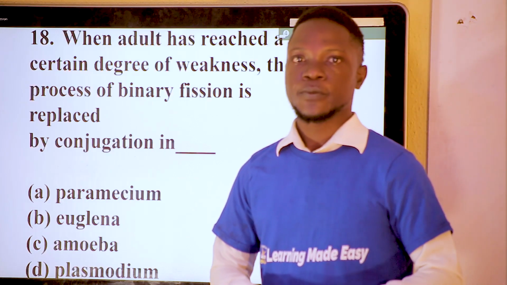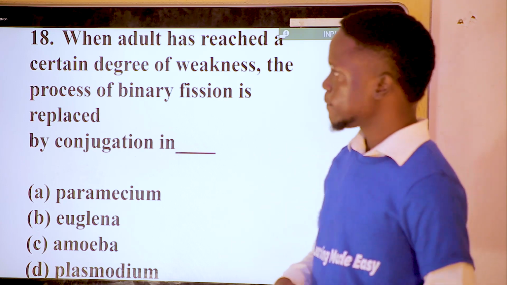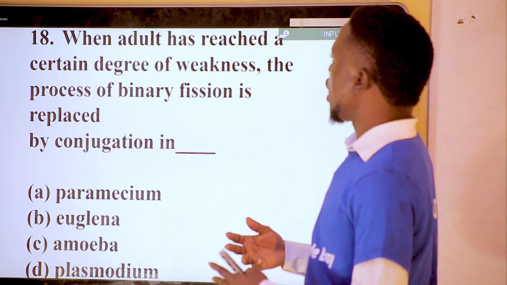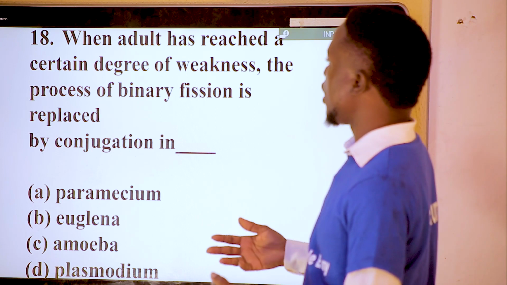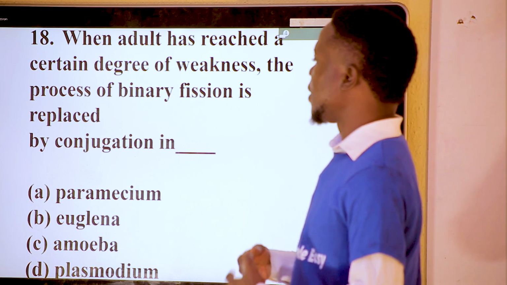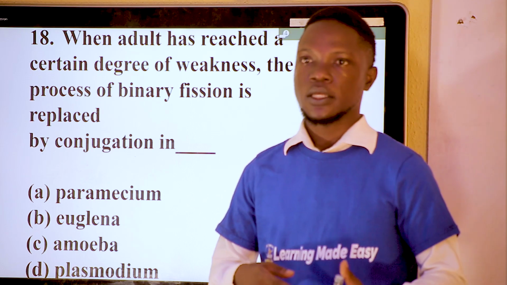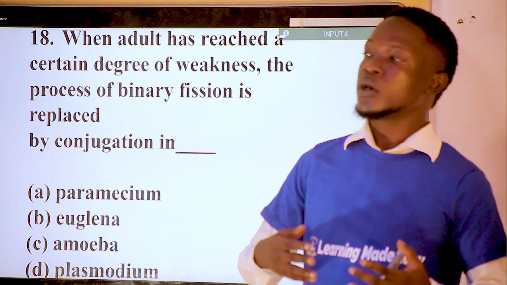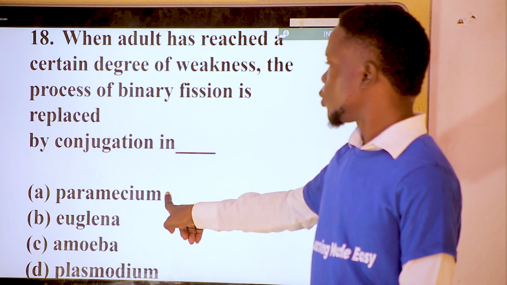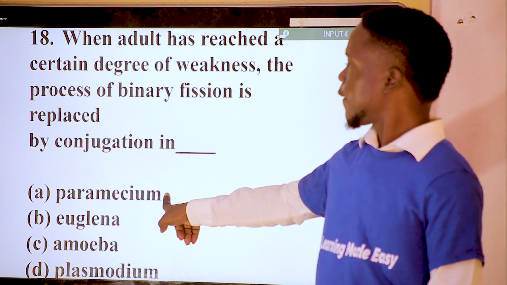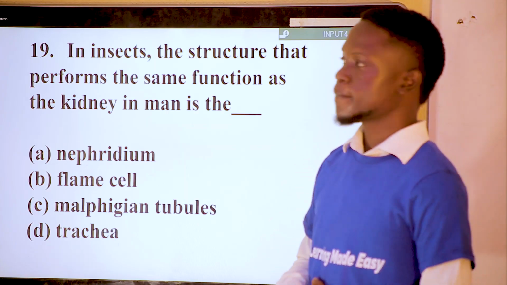Next question. Question number 18. When an adult has reached a certain degree of weakness, the process of binary fission is replaced by conjugation in dash. The correct answer for this is paramecium. So the answer is option A, paramecium.